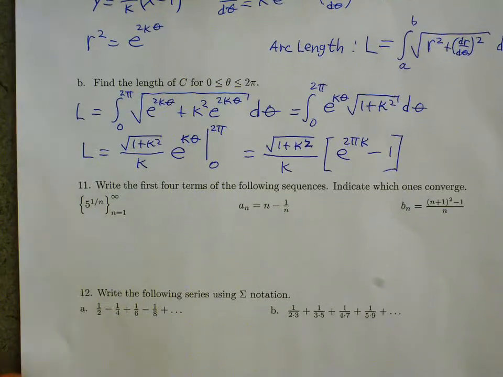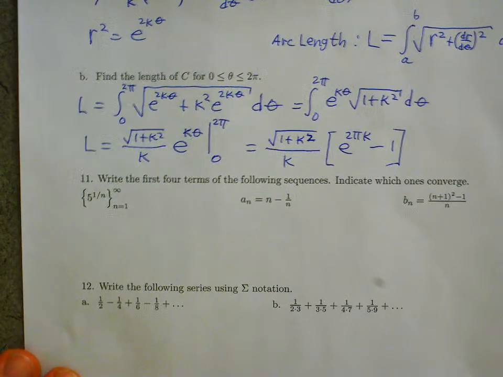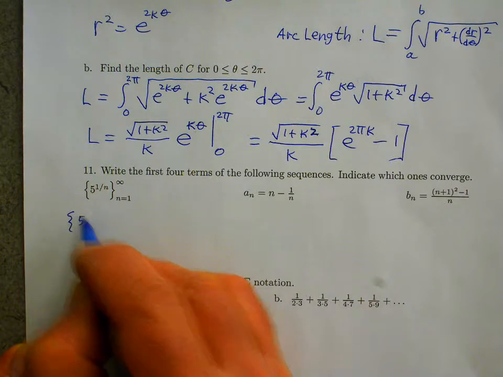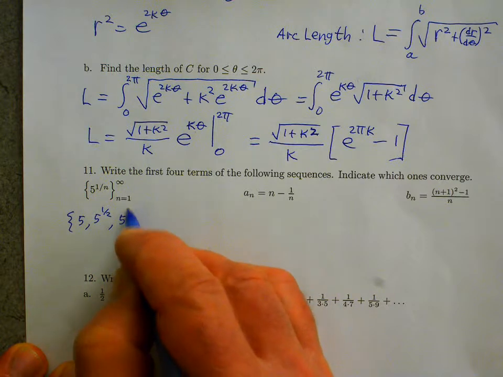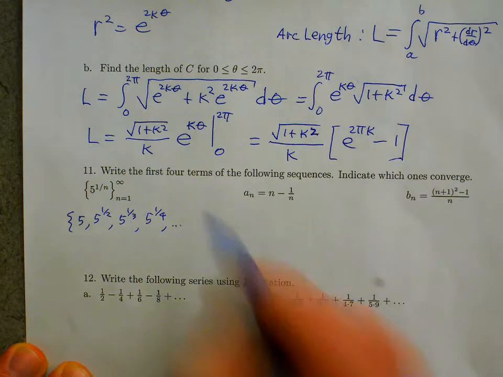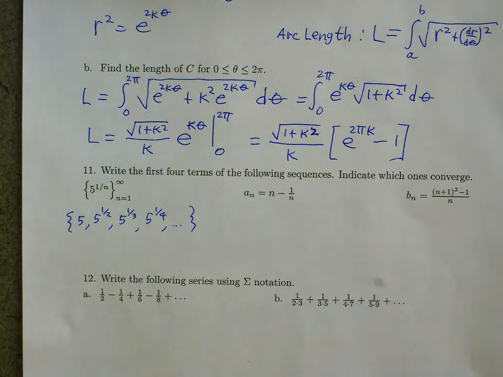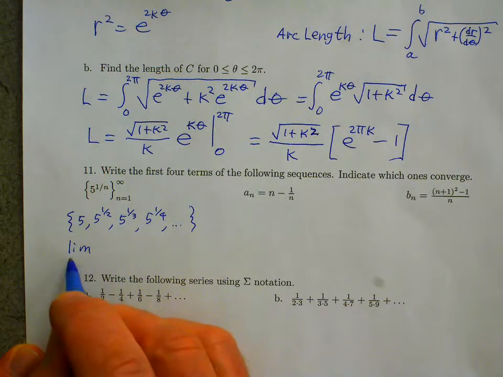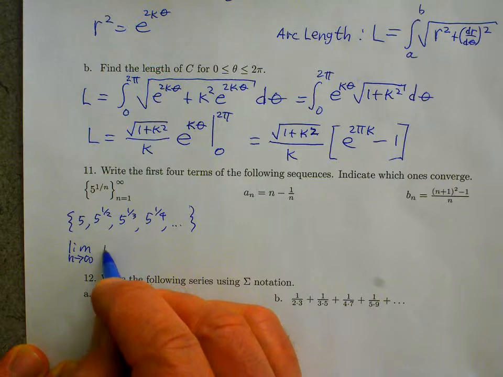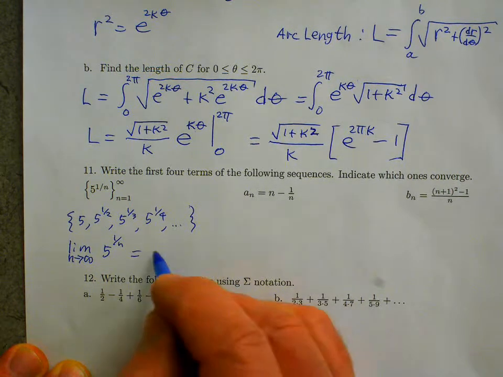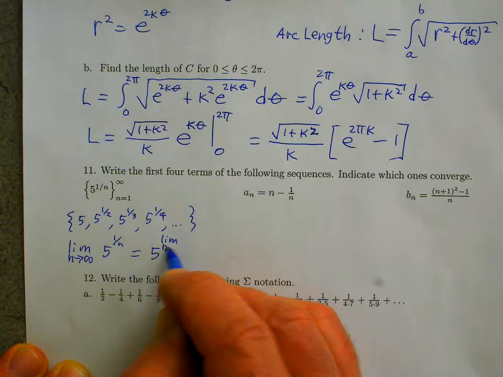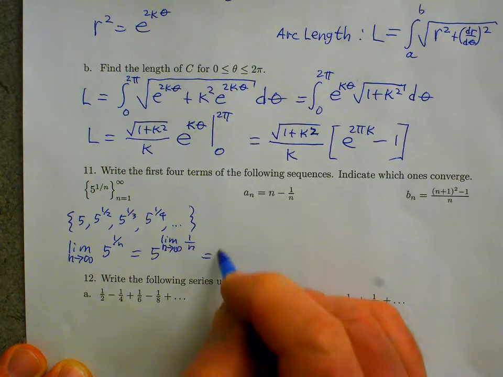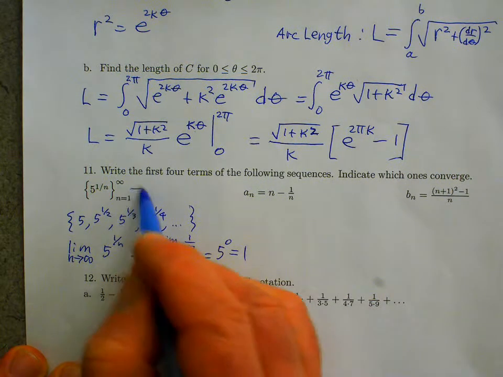Okay, the next one: write the first 4 terms of the following sequences. Indicate which ones converge. So 5^(1/n), as n ranges from 1 to infinity. So the first term is 5, then 5^(1/2), then 5^(1/3), and 5^(1/4), and so on. So do you think that sequence converges? This is one of those where you can maneuver the limit. You have the limit as n approaches infinity of a constant 5^(1/n). So we can write this as 5 raised to the limit as n approaches infinity of 1/n. And as n approaches infinity, what does 1/n approach? 0. So we get 5^0, or 1. So the limit of that is 1.